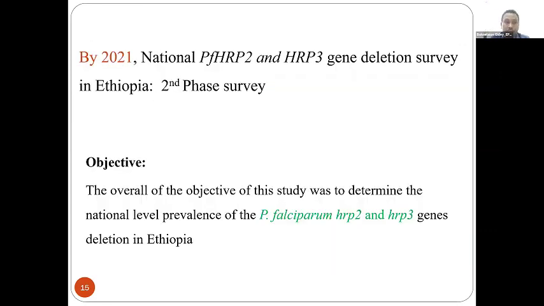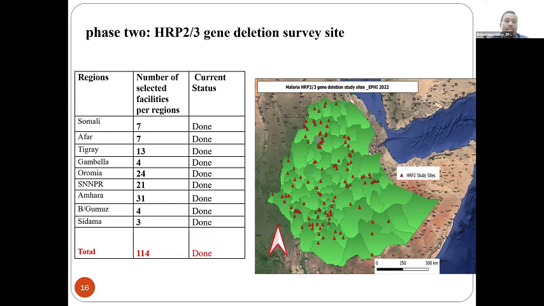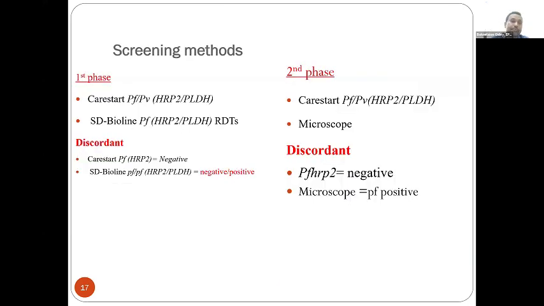So by 2021, a nationwide PF-HRP2, HRP3 gene deletion survey was conducted as a second phase. This study was to determine the national level prevalence of the Plasmodium HRP2 gene deletion in the country, and an additional 114 sites were added to the first phase samples. As you see in the map, the red colors are the health centers, which cover all the regions in the country.